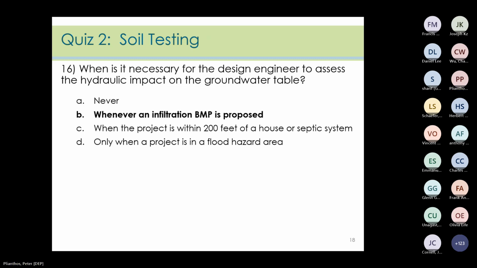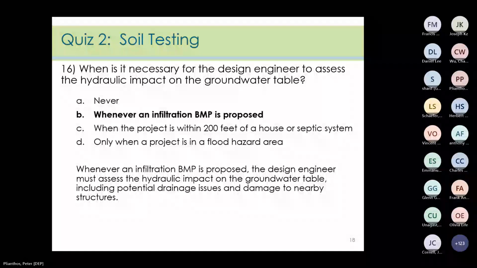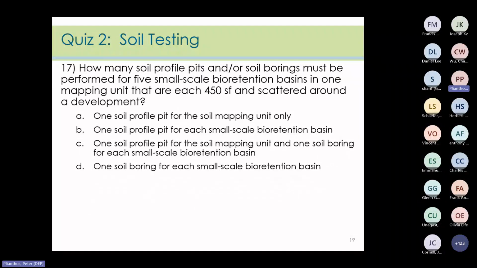Number 17, how many soil profile pits and or soil borings must be performed for 5 small-scale bioretention basins and 1 mapping unit that are each 450 square feet and scattered around a development? The correct answer is 1 soil profile pit for the soil mapping unit and 1 soil boring for each small-scale bioretention basin.